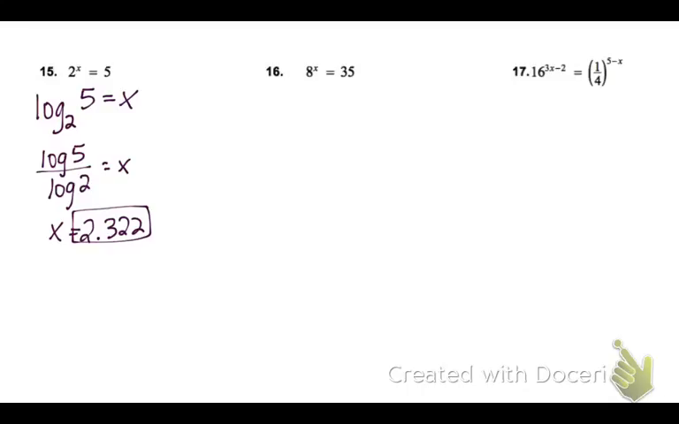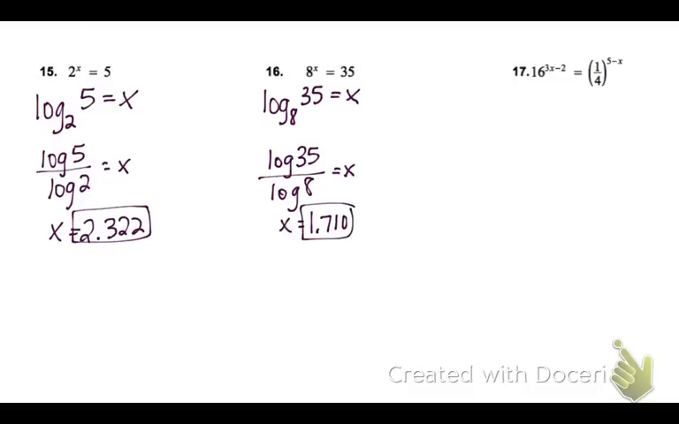Same with this next one. I cannot rewrite 35 as 8 to a power, so I'm going to rewrite it as log base 8 of 35 equals x. Using change of base, I have log of 35 over log of 8. Put that in your calculator, and you get 1.710.